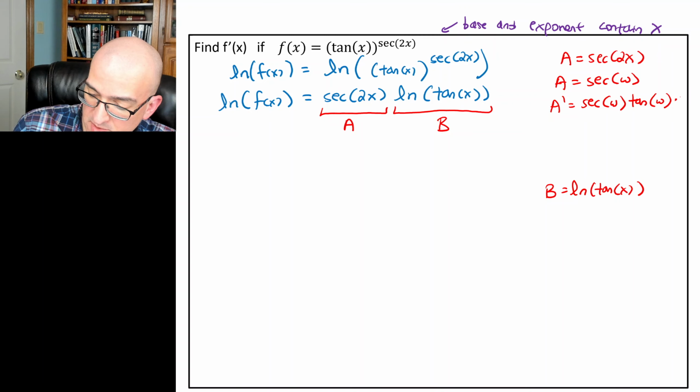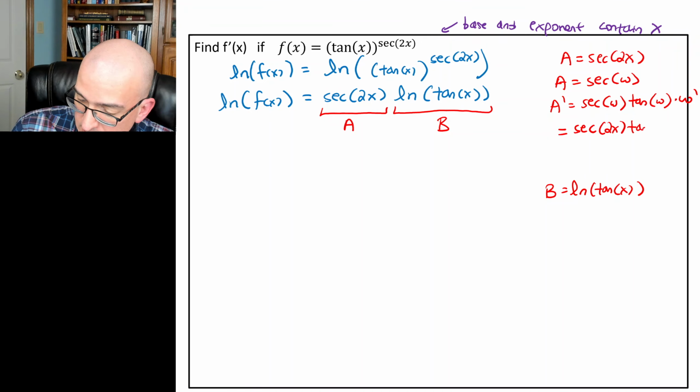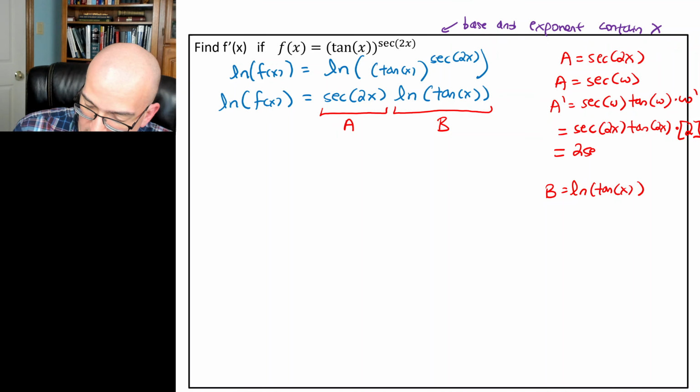And we multiply by w prime. And then I'll substitute in what w is. W is 2x. So secant 2x tan 2x times 2, the derivative of 2 times x. I'll put that out front: 2 secant 2x tan 2x. So that's our a prime.